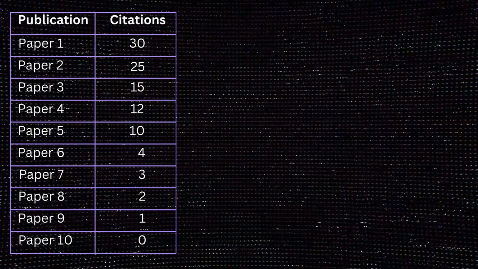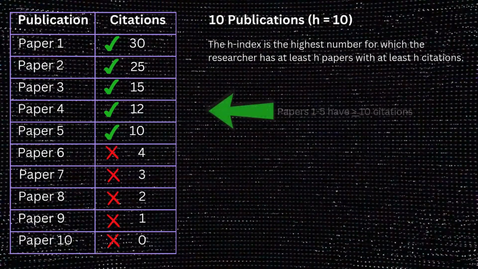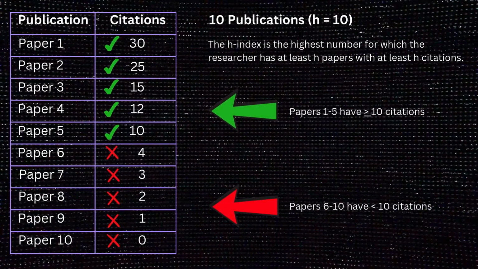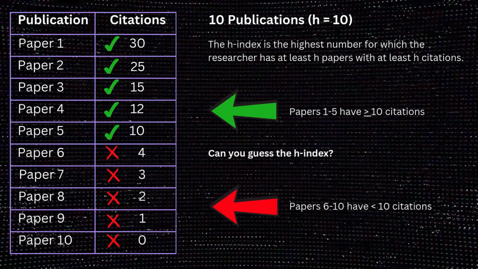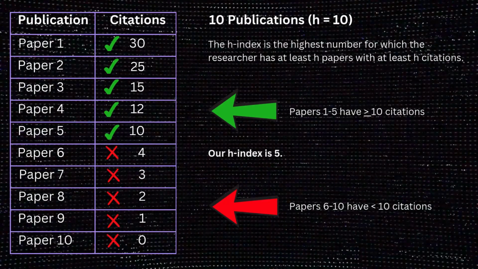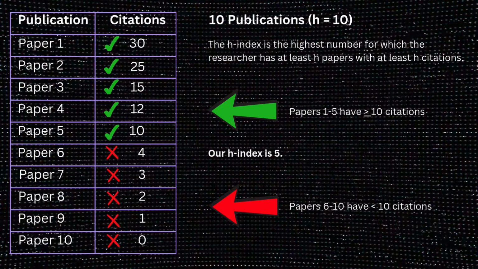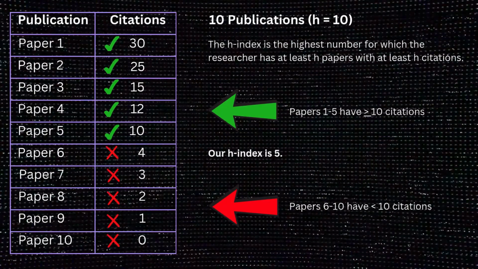The H index is calculated by counting the number of publications an author has that's been cited at least that number of times. So, for example, if a researcher has 10 publications and the first 5 have 10 or more citations and the remaining 5 have fewer than 10, that would put their H index at 5. You can see the visual here for more details.